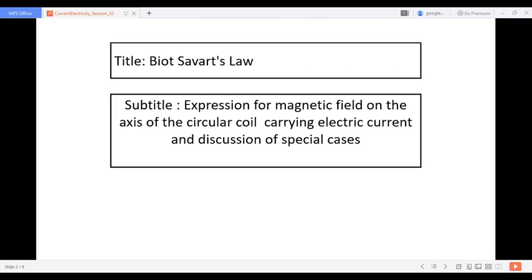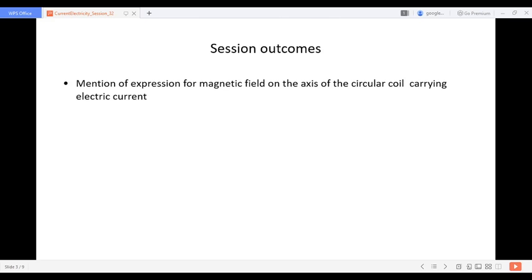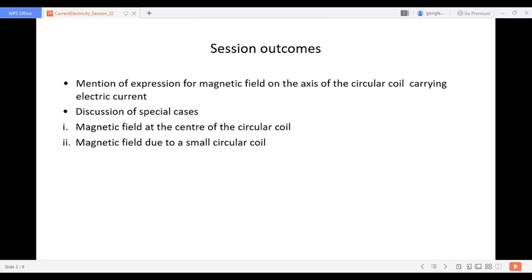Today in this session, I am dealing with the expression for magnetic field on the axis of the circular coil carrying electric current and discussion of special cases. Outcomes of this session are the expression for magnetic field on the axis of the circular coil carrying electric current and discussion of special cases like magnetic field at the center of the circular coil and magnetic field due to a small circular coil.